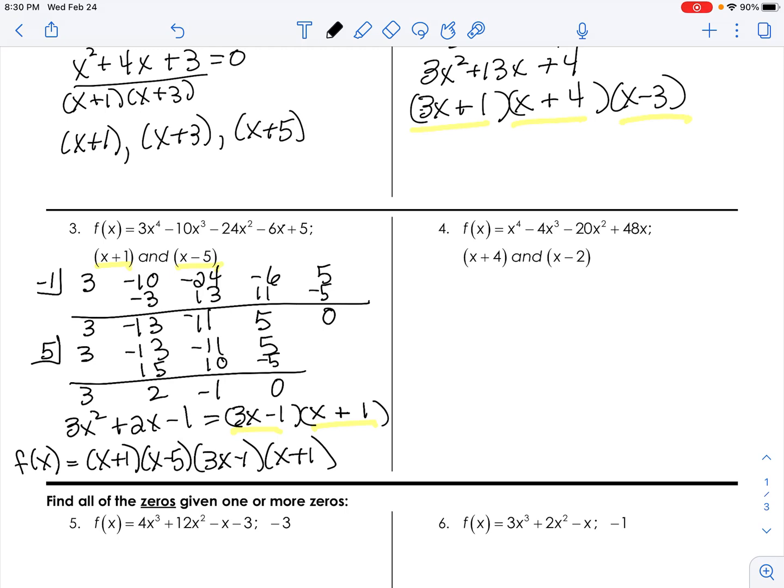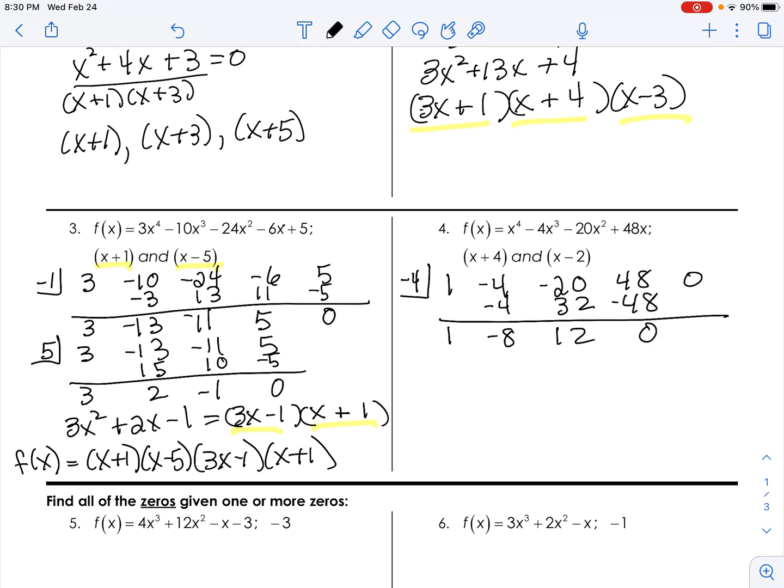Number 4, we're going to do the same thing. So I'm going to put negative 4 in the house. That's going to be 1, negative 4, negative 20, 48, and 0. The constant term is not there, so you must hold a place for it. 1, negative 4, negative 8, 32, 12, negative 48, 0, 0, 0. So in the end, you still have a remainder of 0.